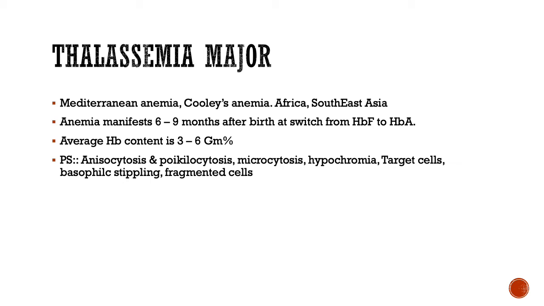which is seen in Africa and Southeast Asia. Anemia manifests by around 6 to 9 months after birth, when the switchover from the fetal hemoglobin to adult hemoglobin occurs. Average hemoglobin content is 3 to 6 gram percent. In the peripheral smear you see anisocytosis and poikilocytosis, microcytic hypochromic RBCs, target cells, basophilic stippling, and fragmented RBCs.